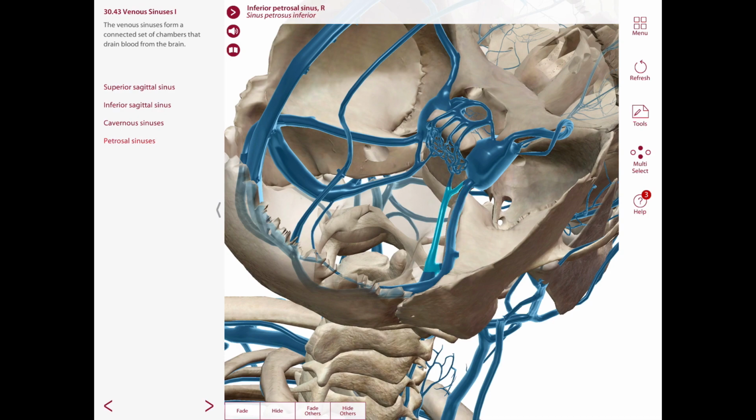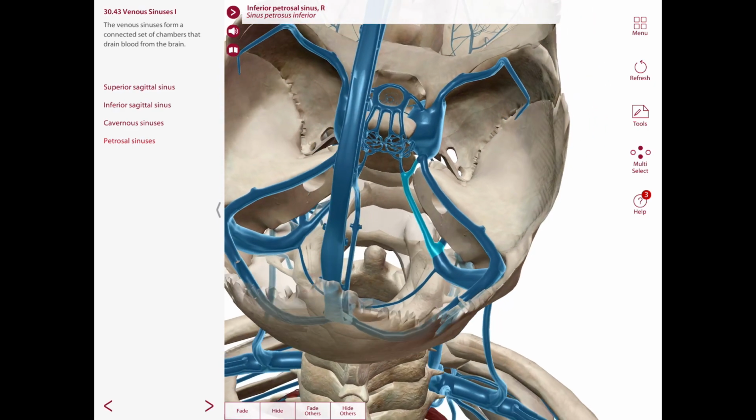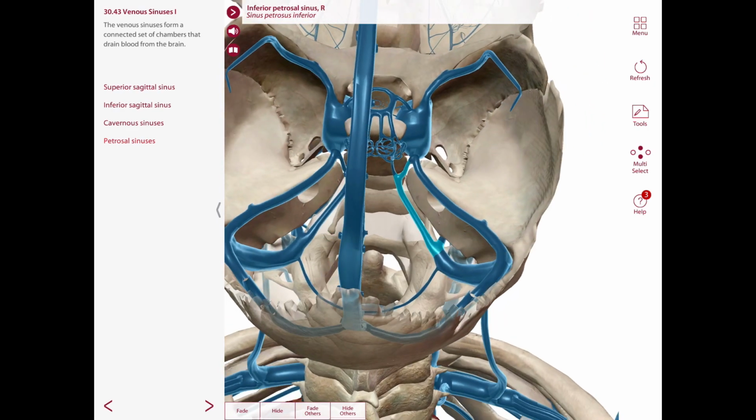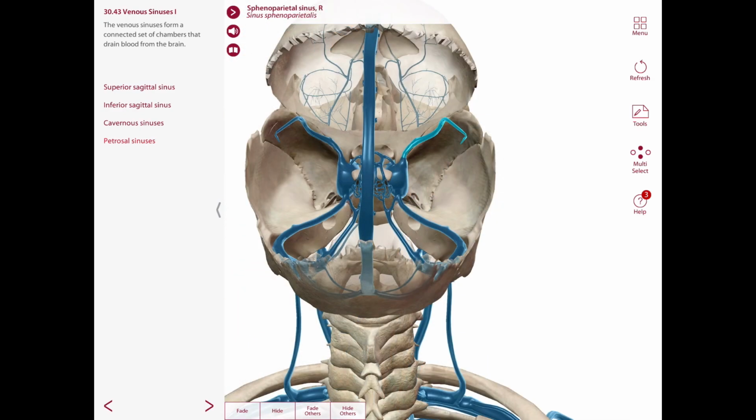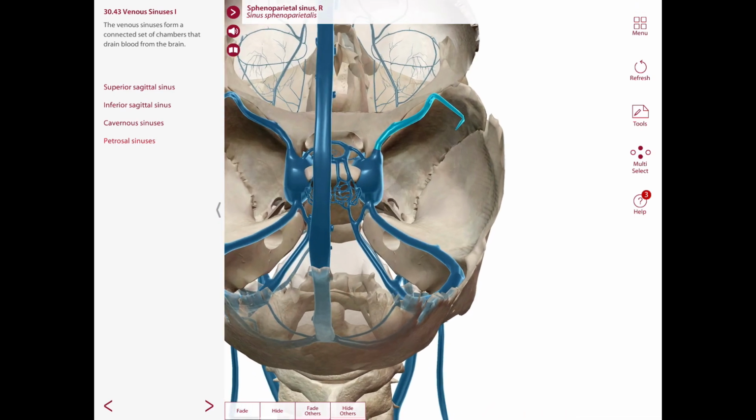Meanwhile, the inferior petrosal sinus runs along the inferior border of the petrous part of the temporal bone, in between the petrous part and the occipital bone, and it connects the cavernous sinus with the internal jugular vein. There's also the sphenoparietal sinus, which is a small sinus that runs along the posterior border of the lesser wing of the sphenoid bone, and it drains into the cavernous sinus.